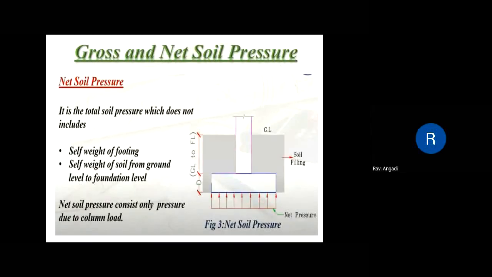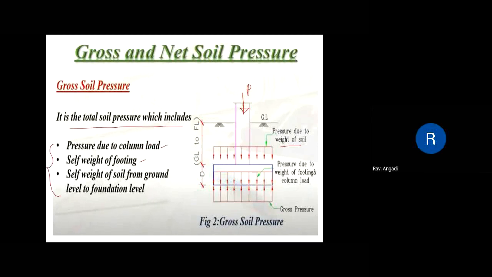Then what is the net soil pressure? The net soil pressure is the total soil pressure which does not include, I'll repeat, the self weight of the footing and the self weight of the soil from the ground level to the foundation level. The net soil pressure consists only of the pressure due to the column load.